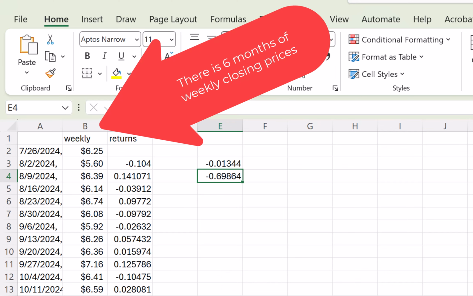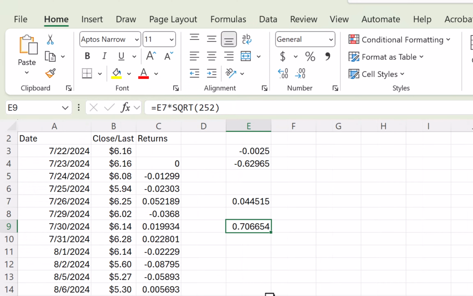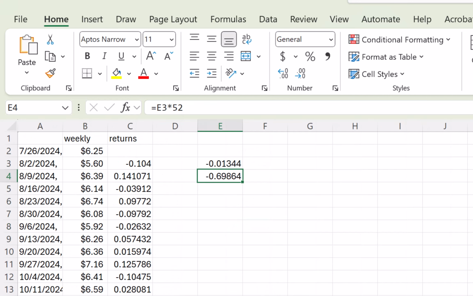If I used daily data, I got minus 0.63. That's different. I'm using different numbers. These are estimates for the real return. Let's look at the standard deviation then.